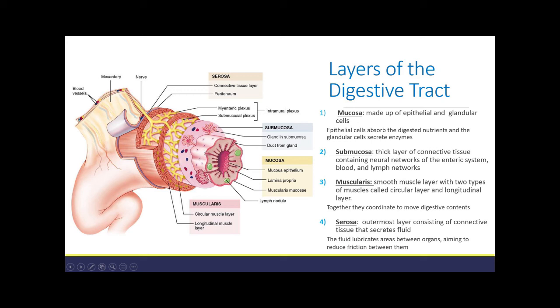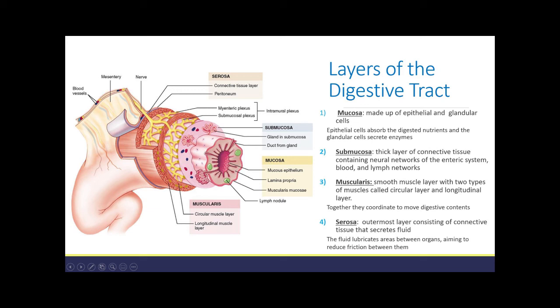Going over first the mucosa, which is the innermost layer, which is made up of epithelial and glandular cells. This layer is what's interacting with the content of the nutrition, and the epithelial cells are helping with the absorption and the digestion of the nutrients, while glandular cells are involved more with secretion of enzymes.